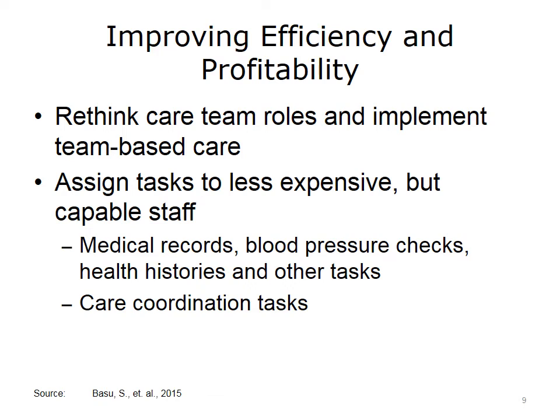Improving efficiency and profitability in a value-based care system may involve rethinking who does what and ensuring that all members of the care team are working at the top of their license. For example, for many years, advanced practice registered nurses or nurse practitioners have provided some types of care, such as tests that less expensive staff could do.